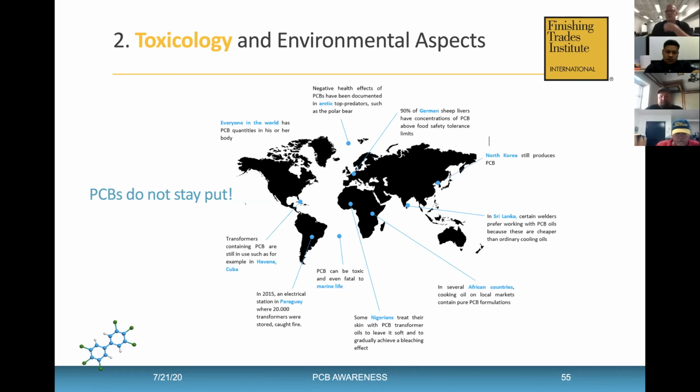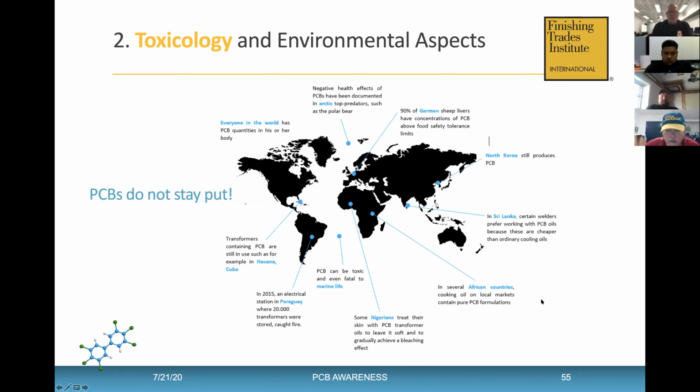So let's look at this graphic here, because it's pretty telling. And I'll just point out right away that North Korea is still producing PCBs. So the only country in the world that's still doing that is North Korea. We gave a reference to this yesterday here, down the bottom. Where's my mouse? Here we go.